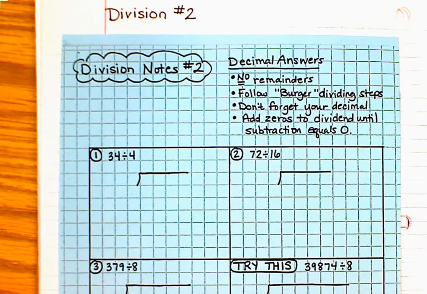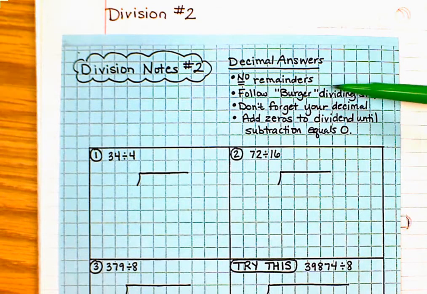Today we're doing division notes number 2. Today we're going to be getting decimal answers. We're still dividing with whole numbers, but this is where typically in elementary school you would have gotten a remainder. We are not going to do remainders. We are going to actually divide it out to be able to get a decimal. So, a few little steps, no remainders.